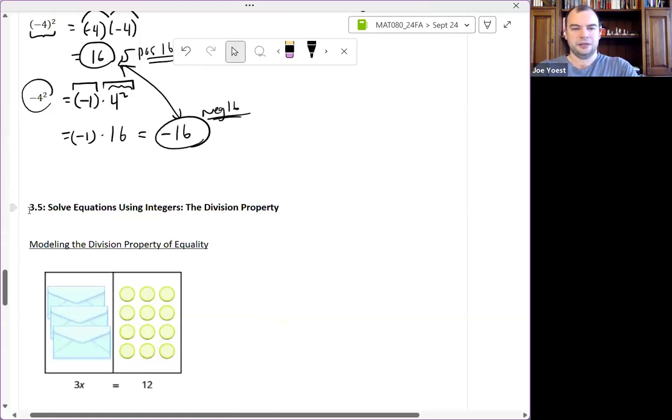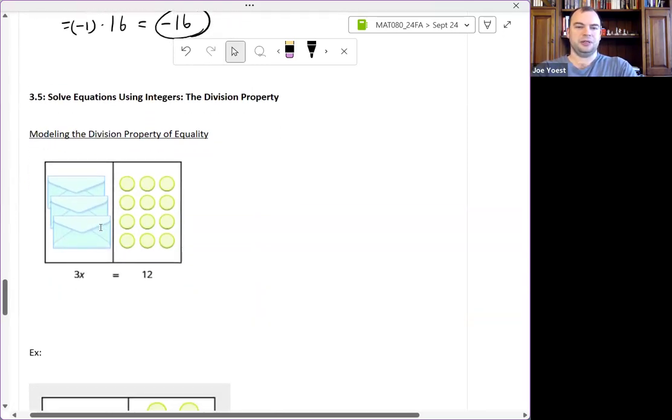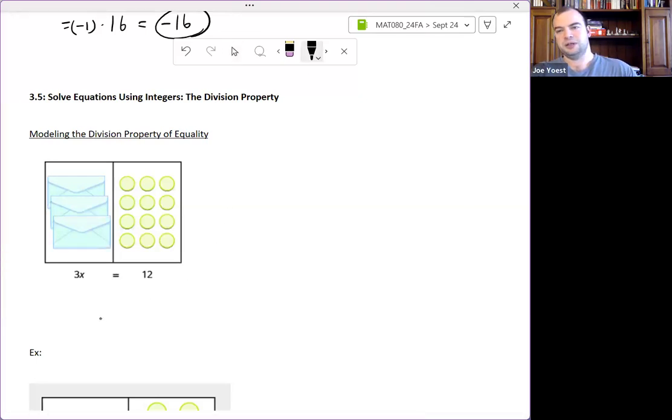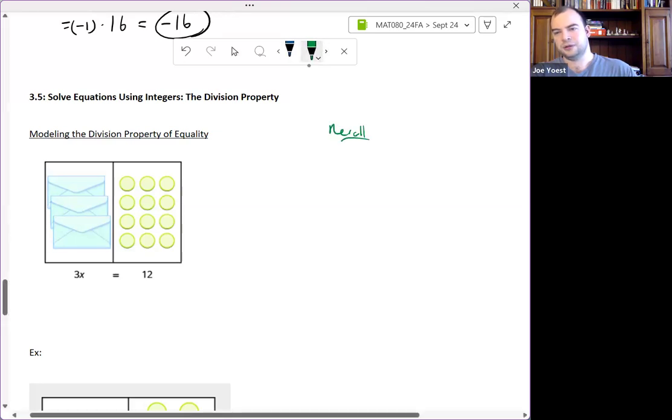Okay, and then the last topic in chapter 3, solving equations using integers using the division property. So we'll start by modeling the division property of equality. So before we did something, just kind of recall.